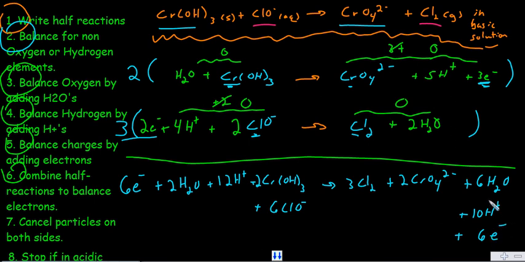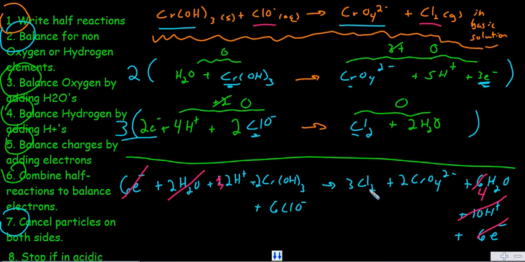All right, so now step number 7, cancel particles on both sides. Cancel particles that are in the same amount on both sides, or if they're not in the same amount, at least remove the smaller number from both sides. So how many electrons do we have? We have 6 electrons on both sides. They cancel out. How many waters do we have? We have 2 waters on the left and 6 on the right, so remove 2 waters from both sides, so that now you have just 4 waters on the right. Protons, you have 12 protons on the left, you have 10 protons on the right, so remove 10 protons from both sides, so that now you have just 2 protons on the left. And you can't cancel any of those other compounds. They're only present on one side.